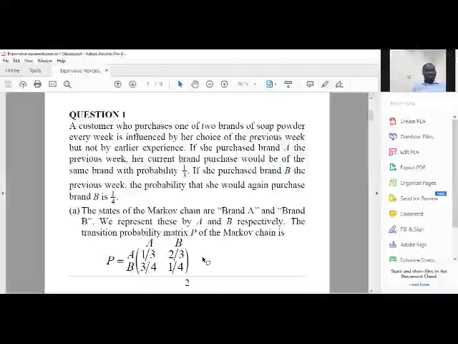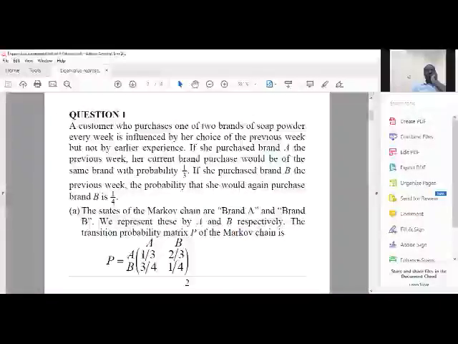A customer who purchases one of two brands of soap powder every week is influenced by her choice of the previous week, but not by earlier experience. If she purchased brand A the previous week, her current brand purchase will be the same brand with a probability of 1/3. So if she purchased brand A this week, the probability that she still purchases brand A the following week is 1/3. And the probability that she purchases brand B the following week is 2/3.